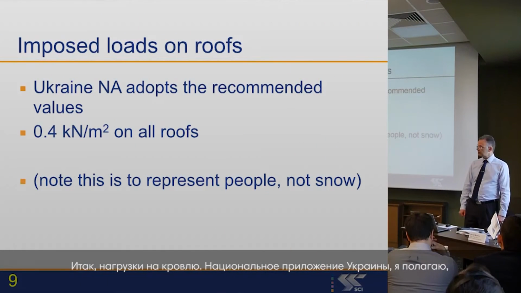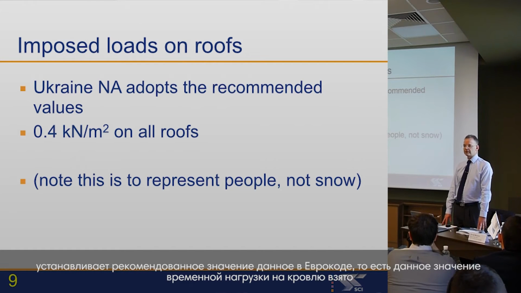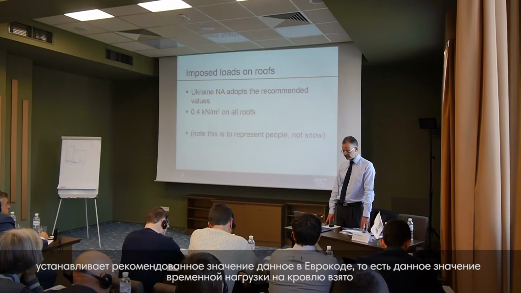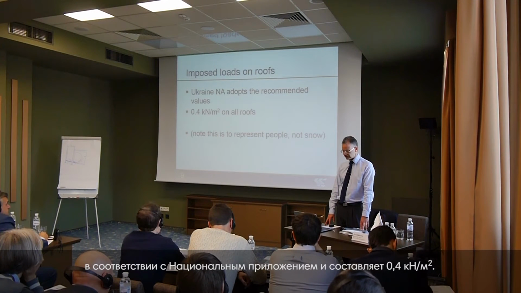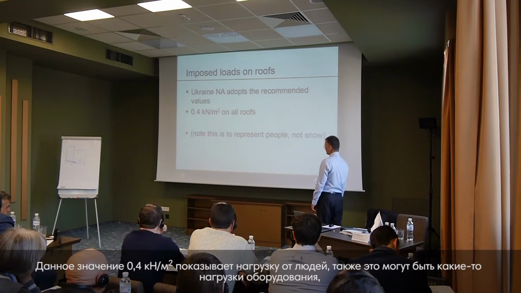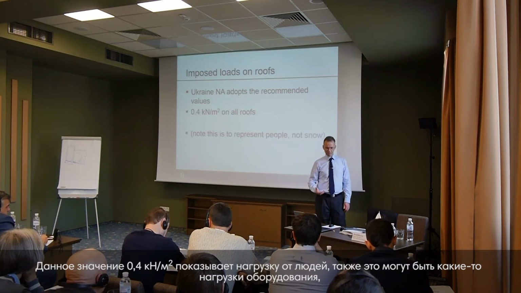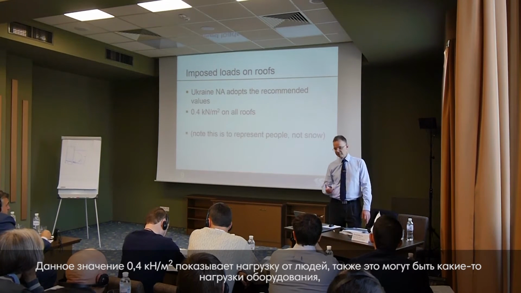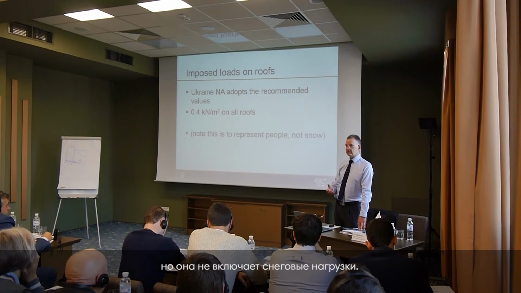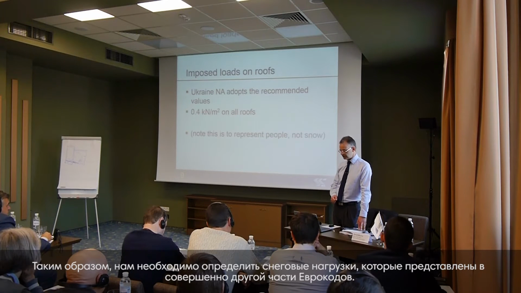Imposed loads on roofs. The National Annex here in the Ukraine, I think, adopts the recommended value. So I think the imposed load on a roof, according to the Ukraine National Annex, is 0.4 kilonewtons per square metre. The 0.4 kilonewtons per square metre is really to represent people and perhaps some maintenance load and perhaps some maintenance equipment. It does not represent snow. So we're going to determine the snow loads from a completely different part of the Eurocode.